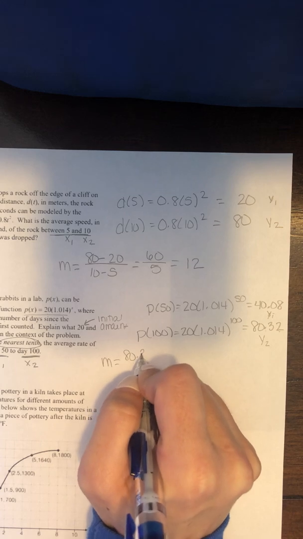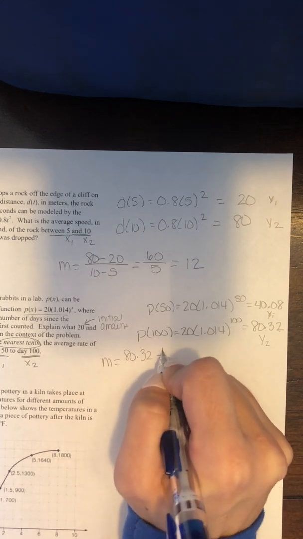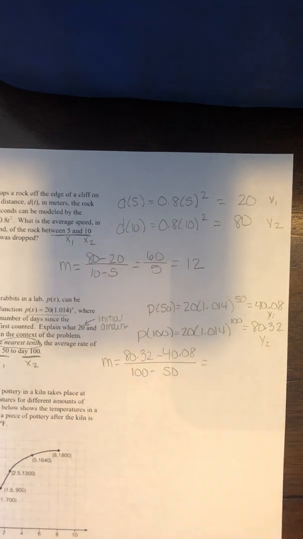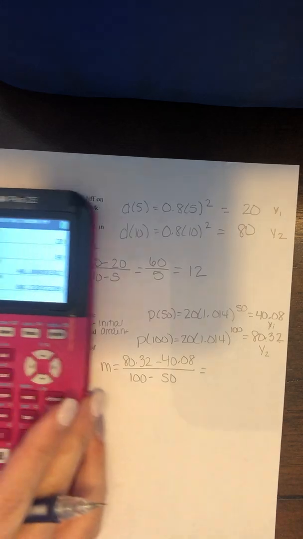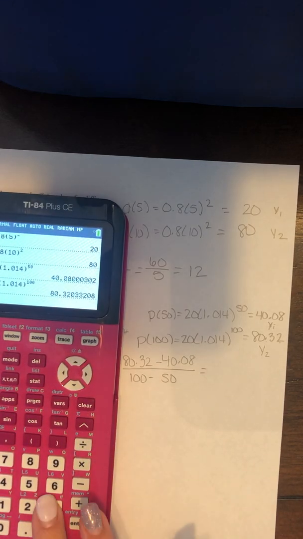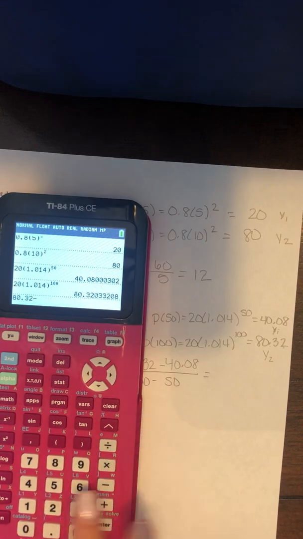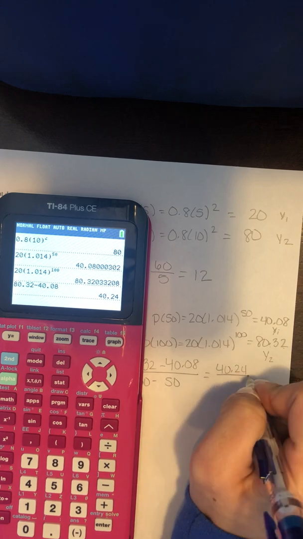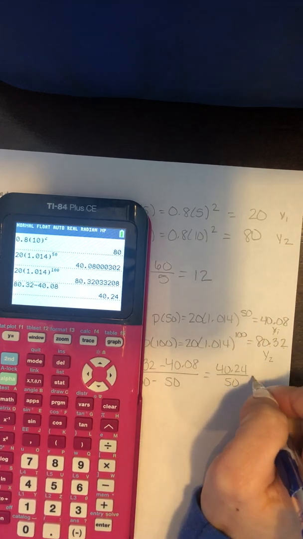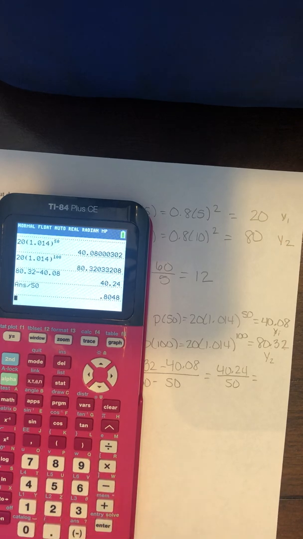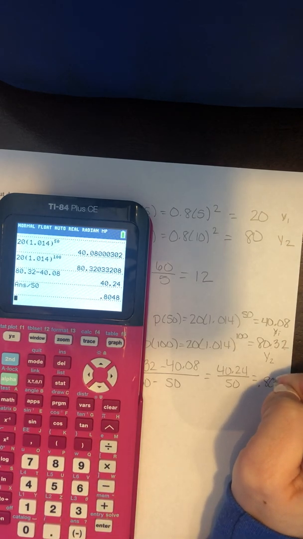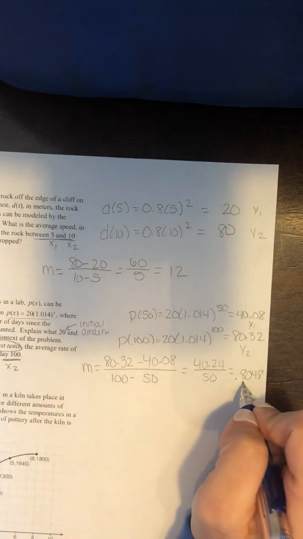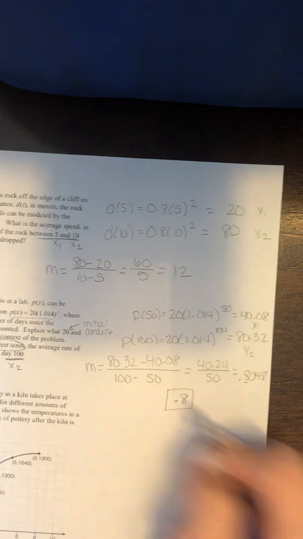So 80.32 minus 40.08 over 100 minus 50. I definitely would use your calculator. So 80.32 minus 40.08, and we get 40.24, and then 100 minus 50 is 50, and then I'm going to divide that by 50, and we get 0.8048, and it wanted it to the nearest tenth, which remember is 1 decimal, so 0.8 is the answer.